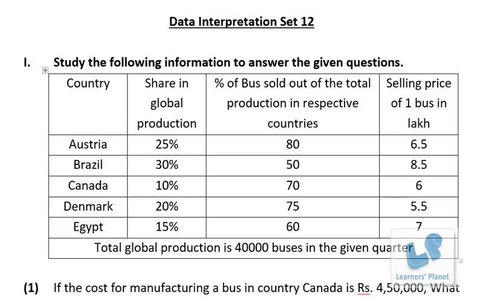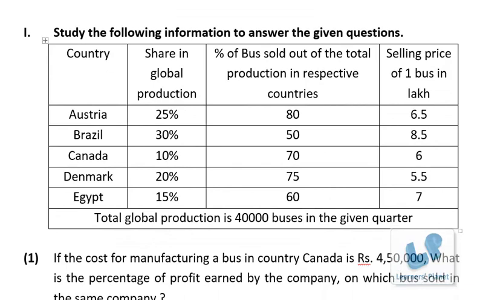Countries: Australia, Brazil, five countries have been given. Share in global production: 25%, 30%, and so on. Percentage of buses sold out of the total production in respective countries. Okay, so 80%, whatever they are producing in Austria, 80% of that is consumed within Austria, I'm sorry. Selling price of one bus in lakh, so that is 6.5 if we talk about Austria. Okay, try the first question.